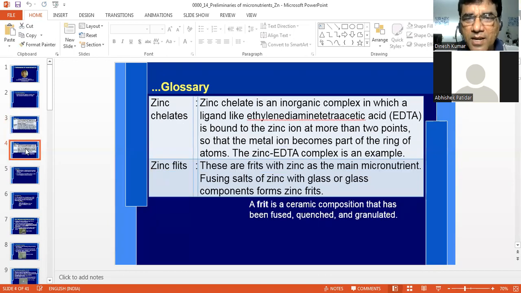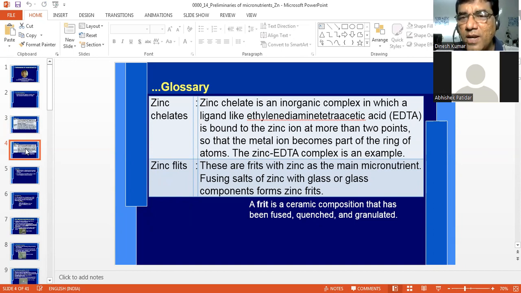Now, zinc chelates are another source. Zinc chelate is expensive, but more effective than zinc oxide for foliar spray. But the concentration of zinc chelates should be less than zinc sulfate. Zinc sulfate is normally 0.5%, but in the case of zinc chelate, it may be 0.1 or 0.2%.